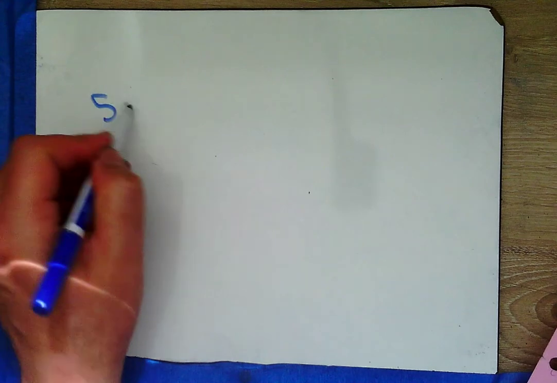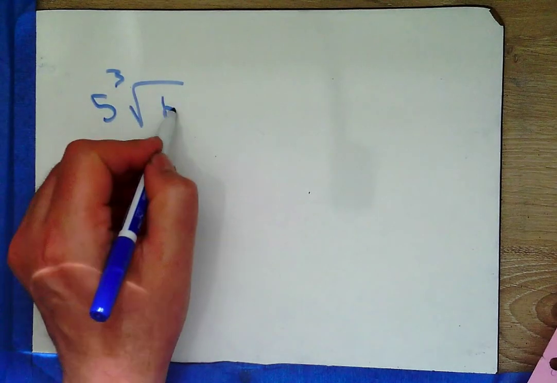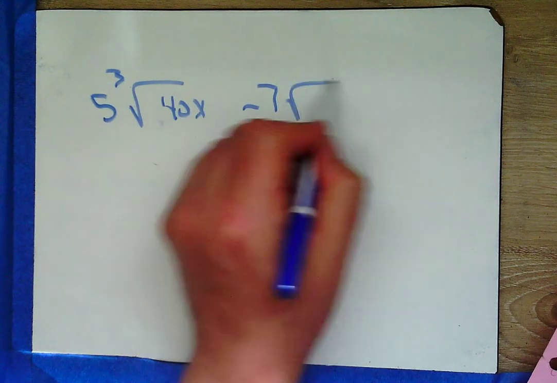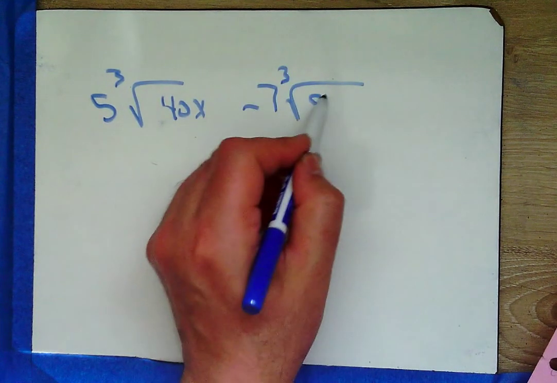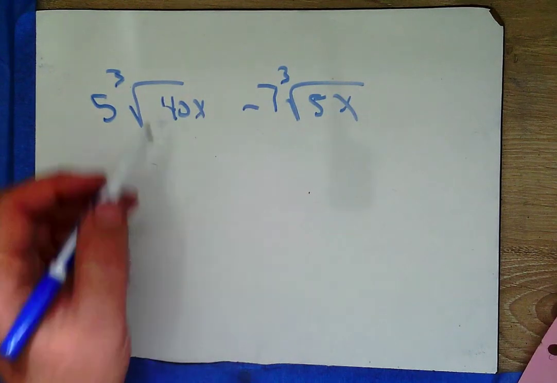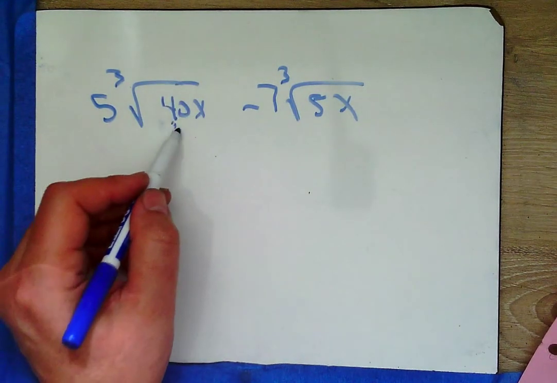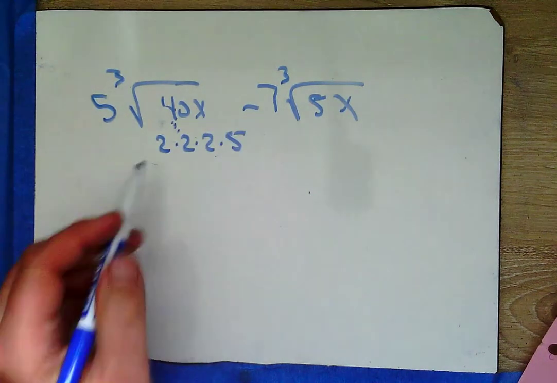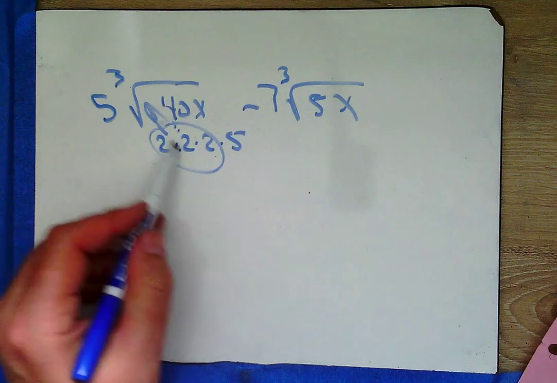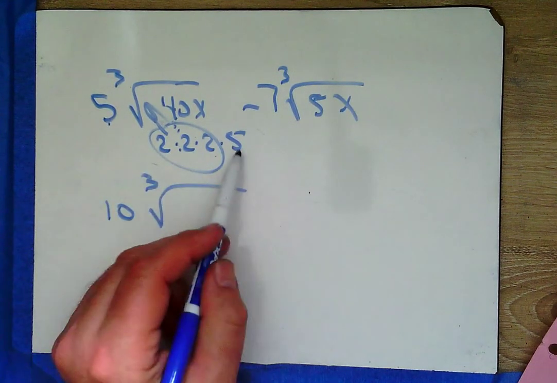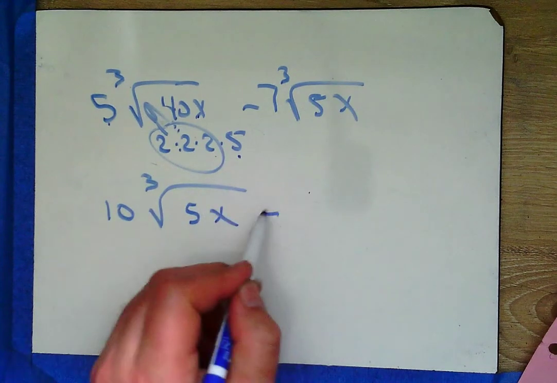How about this one? 5 cube root 40x minus 7 cube root 5x. Okay, anything we can do here? Well, how about simplifying this? This is 2 times 2 times 2 times 5. So it looks like we can pull a 2 out. 2 times the 5 that's already there. What's left? A 5 and an x.